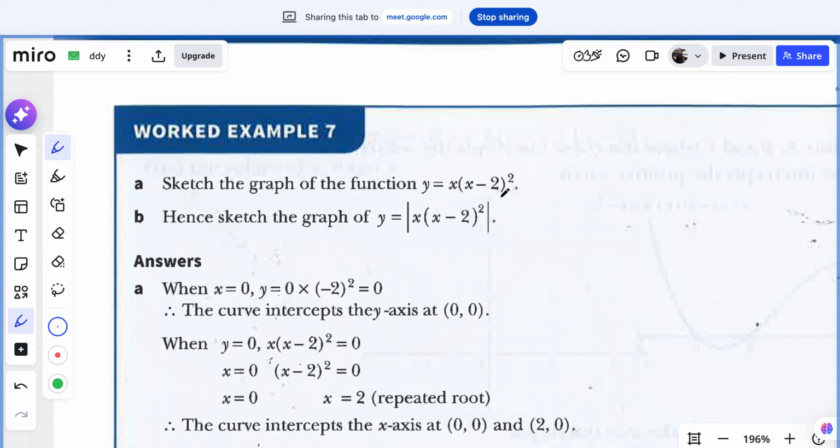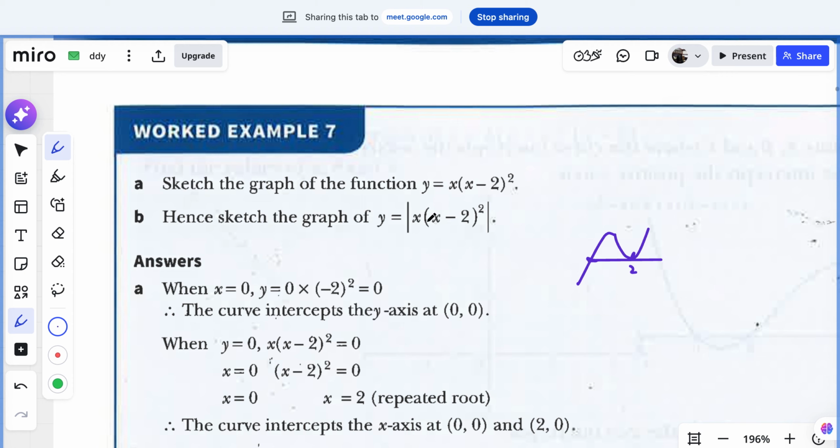Meaning the graph will pass through 2 on the horizontal axis, straight on that point. Assuming here is 2, the graph is going to pass through this point. And then at 0 also, it will pass through 0. Maybe here is 0.